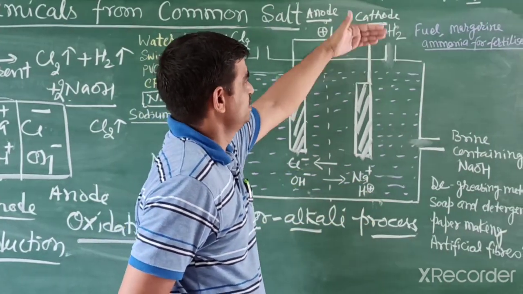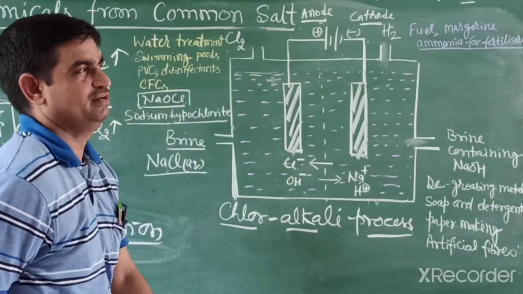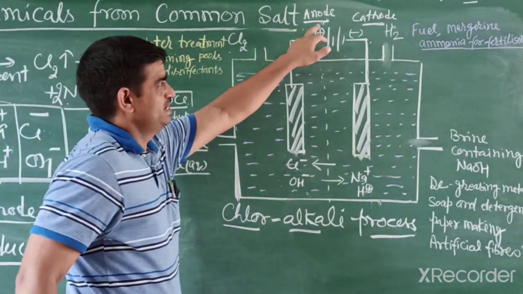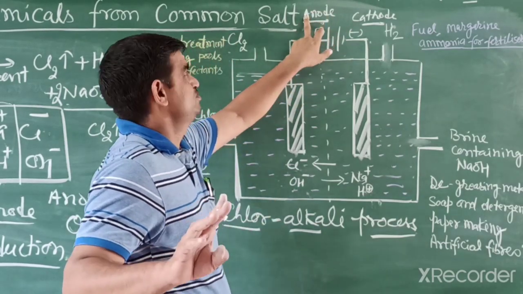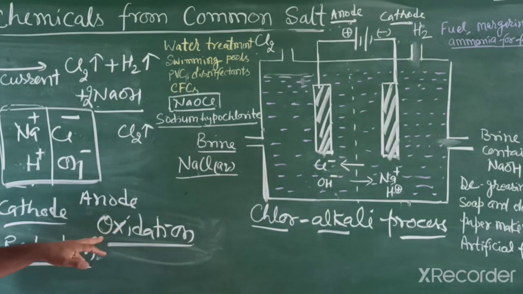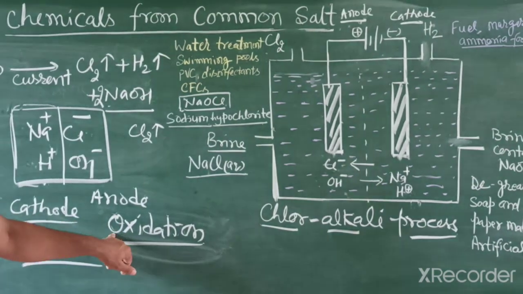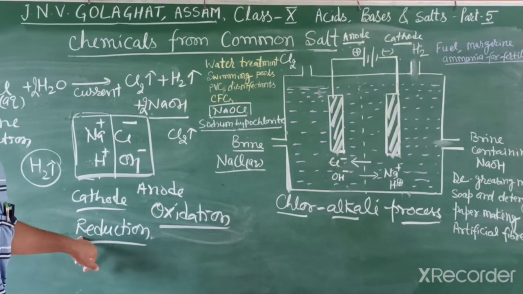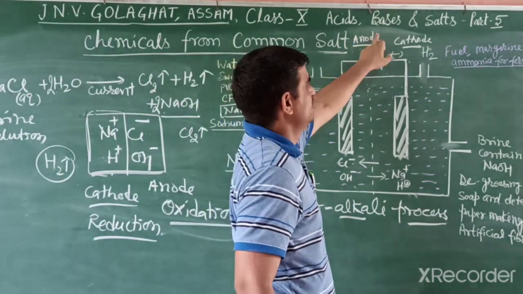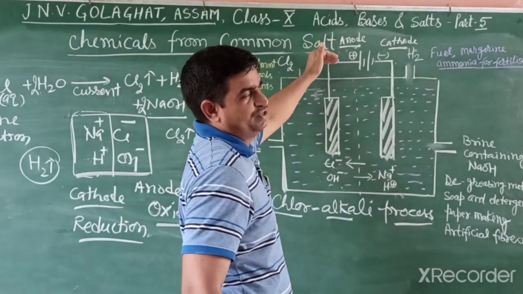So hydrogen gas is released at the cathode and chlorine gas is released at the anode. This is known as the chlor-alkali process. To remember easily, there are two electrodes, anode and cathode, and two words, oxidation and reduction. Oxidation starts with O, which in alphabetical order is the 15th letter, and reduction starts with R, the 18th letter. Anode starts with A, first, so anode is always oxidation and cathode always reduction. So hydrogen gas is released out and chlorine gas is released out.